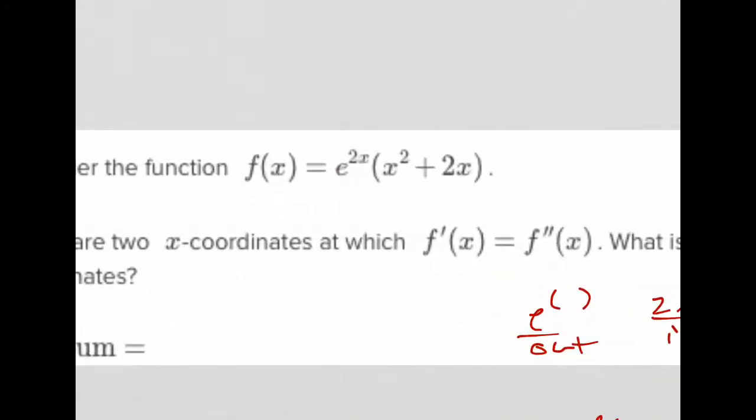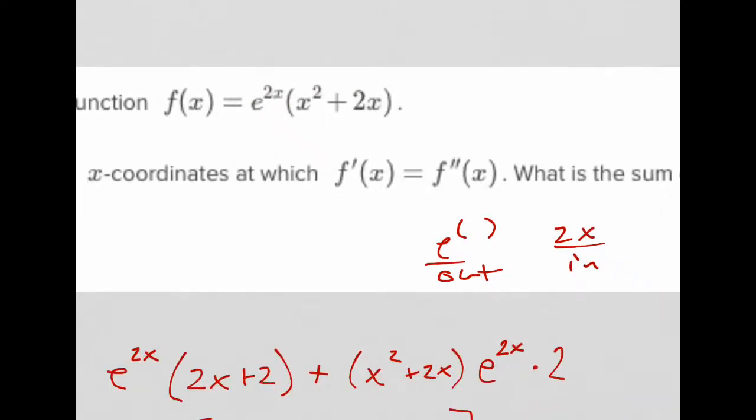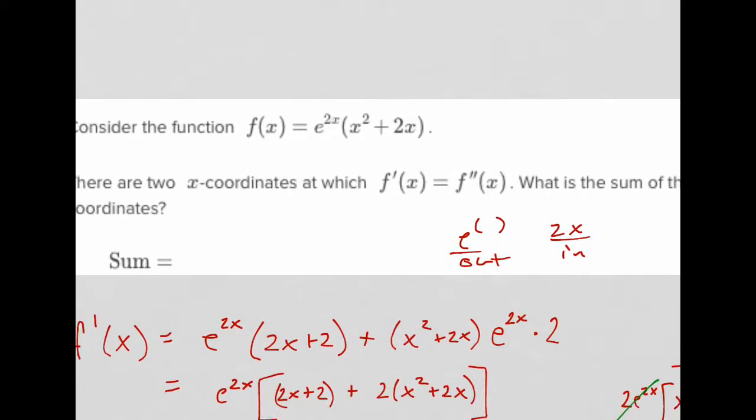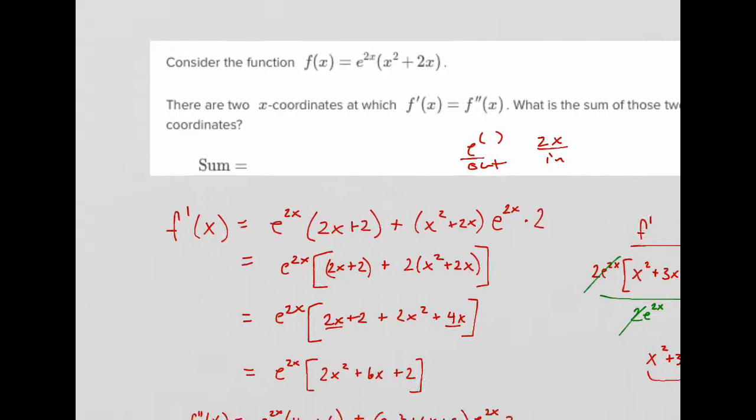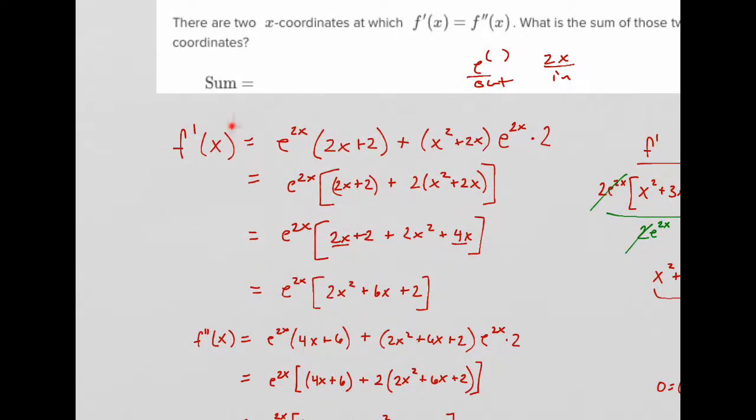Now here I have a product rule, or a product, so I'm going to use the product rule. But here I also have a chain rule, because e to the x, that's what I wrote here. E to the whatever is the outside function, the inside function is 2x. And then that's just a normal power rule. So I'll take the first derivative and simplify as much as I can.